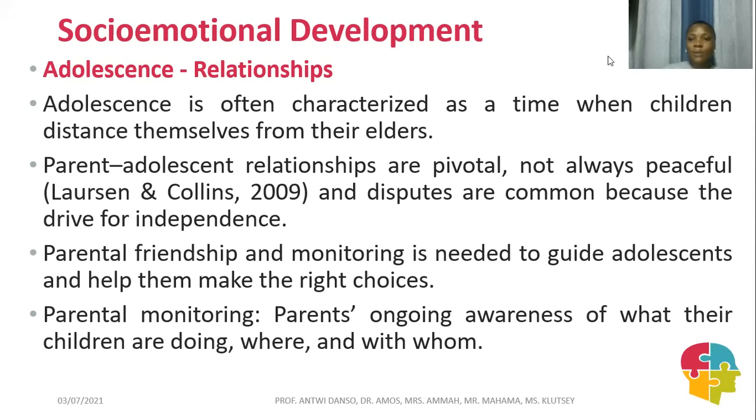So actually, what parents need to do is to befriend their adolescent children and also monitor them so that they guide them to make the right choices. Because it is a time characterized by a lot of experimentation, where they want to try new things for themselves because they feel they are adults. So if you use the authoritarian method where you don't befriend them and allow them to talk to you about their struggles, then they are likely to hide a lot of things from you as their parents. So parental monitoring is an ongoing awareness of what their children are doing, where, and with whom.